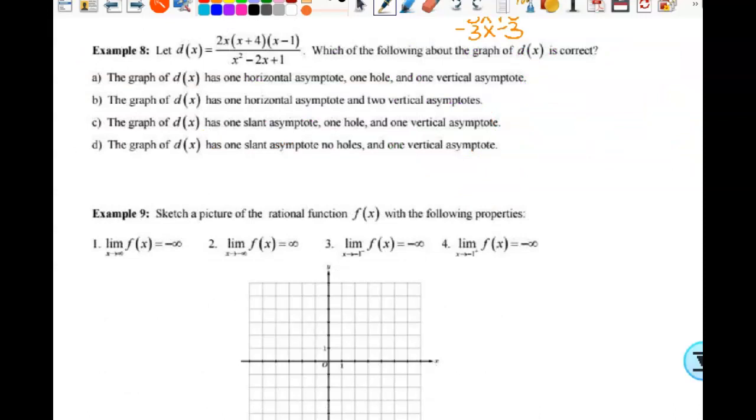So they give us this function. It says, which of the following about the graph of d of x is correct? And so if you just look at your answer choices before you do anything, you have 2 that talk about horizontal asymptotes and 2 that talk about slant asymptotes. Can you have both at the same time? No. So when you look at this, is this top heavy, bottom heavy, or tied in degree? Top heavy. So what can we go ahead and eliminate? A and B.